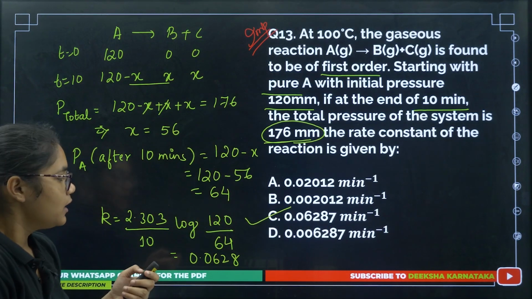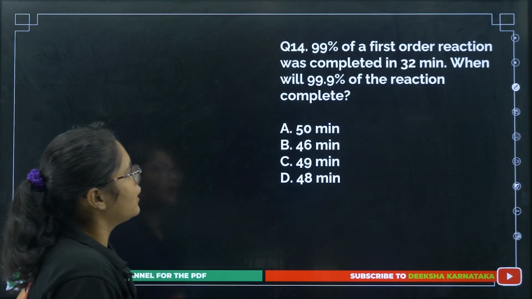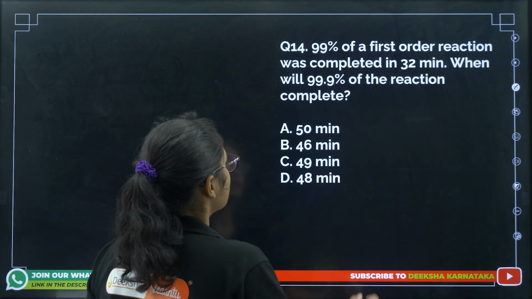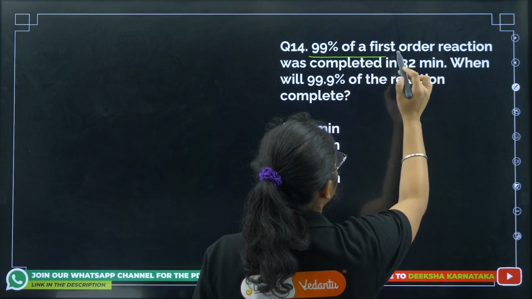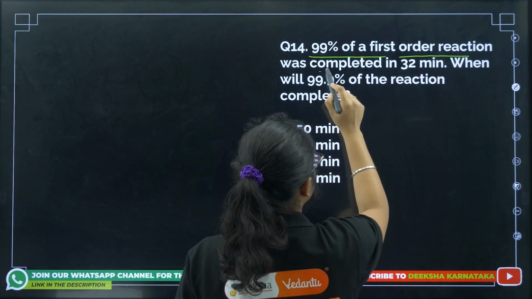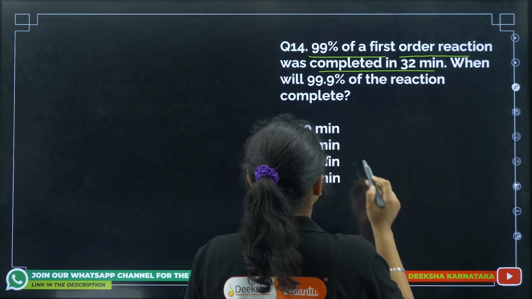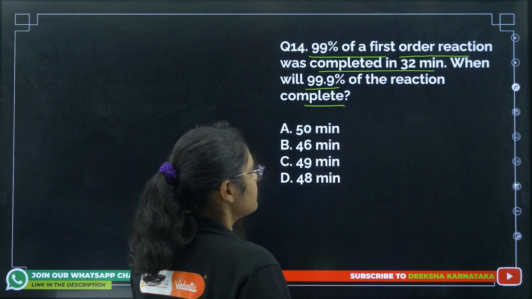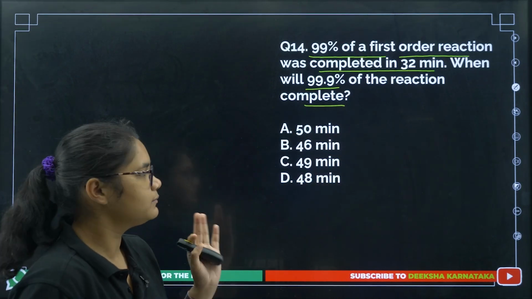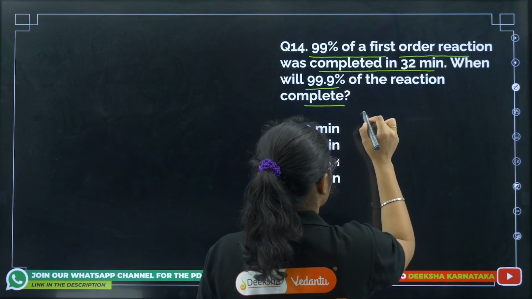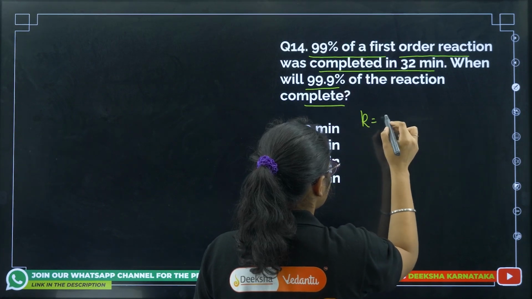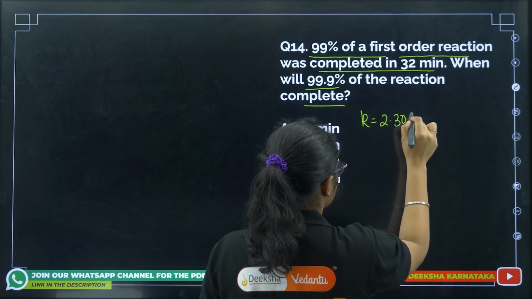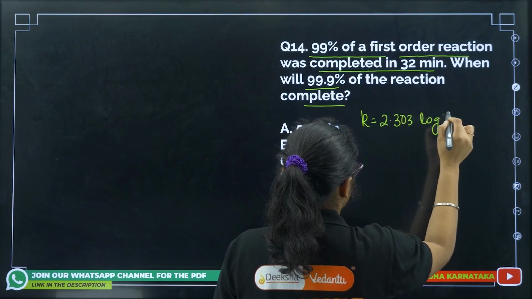Okay, now coming to the next question. 99% of a first order reaction was completed in 32 minutes. When will 99.9% of the reaction get completed? Okay, so this is also a little lengthy question, but first order reaction. So see, we can use the first equation, K equal to 2.303 by t log of A naught by A.